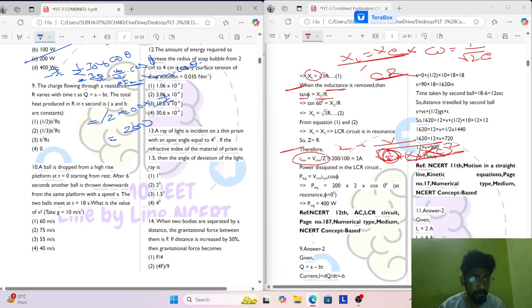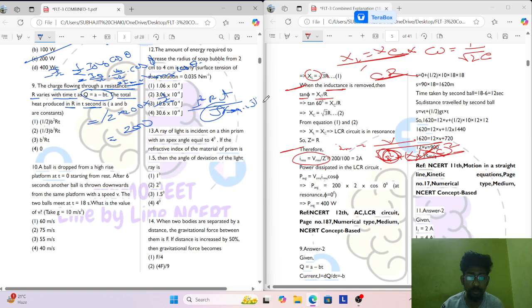The charge flowing through a resistance R varies with time as Q equals this. Find the total heat produced in R in T seconds. You have to calculate the heat produced, right? Q, the charge, is given. What is the formula for calculating heat? I square RT by J, where J is the joule equivalent, equal to 4.2 joule per calorie.